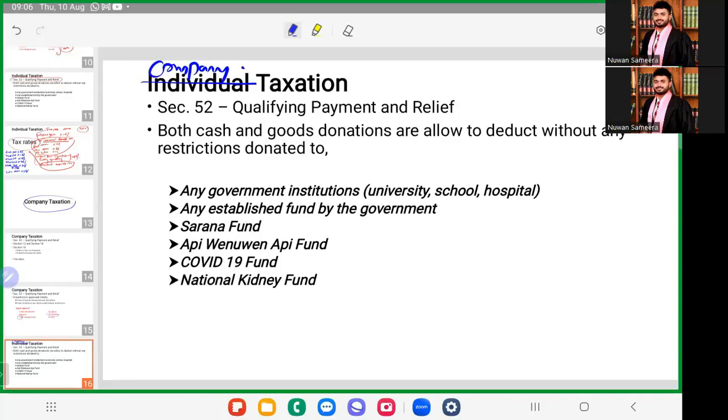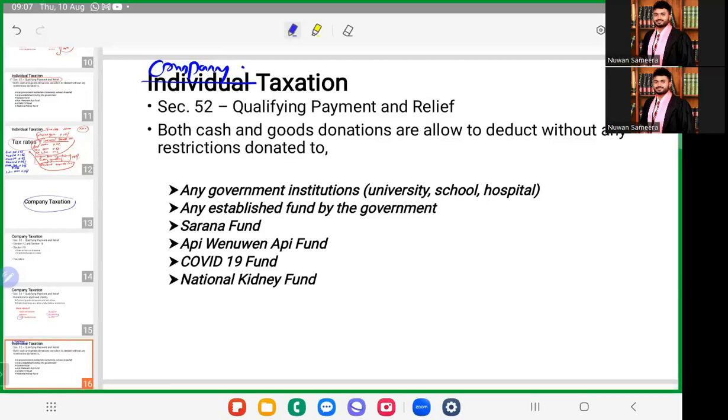Right? Under the company, donations to any government institute or any fund established by the government, such as the Sarna Fund, the COVID-19 Fund, the National Kidney Fund, any of these funds, that means any of these institutes, is very similar to individual taxation. You can deduct without any restrictions, right?